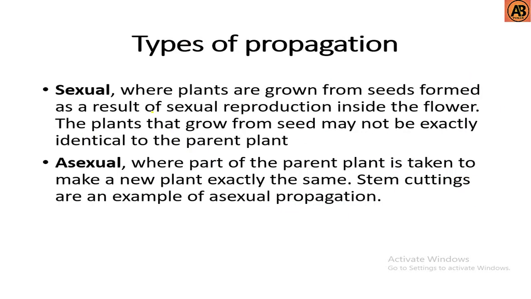Types of propagation. We know that there are two types of propagation. First one is sexual and another is asexual. Sexual, where plants are grown from seeds formed as a result of sexual reproduction inside the flower. The plants that grow from seed may not be exactly identical to the parent plant. On the other hand, asexual, where part of the parent plant is taken to make a new plant exactly the same. Stem cuttings are an example of asexual propagation. So these are the types of propagation.